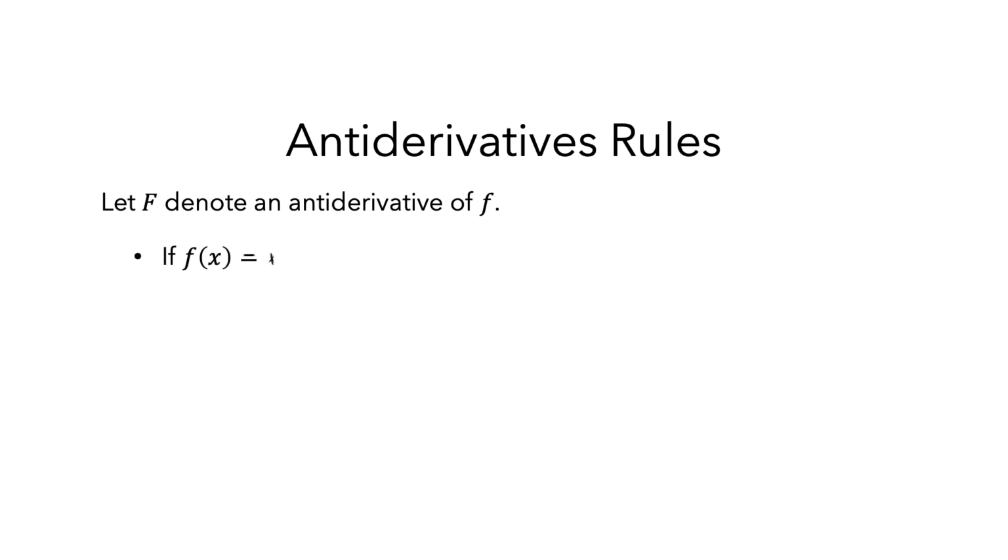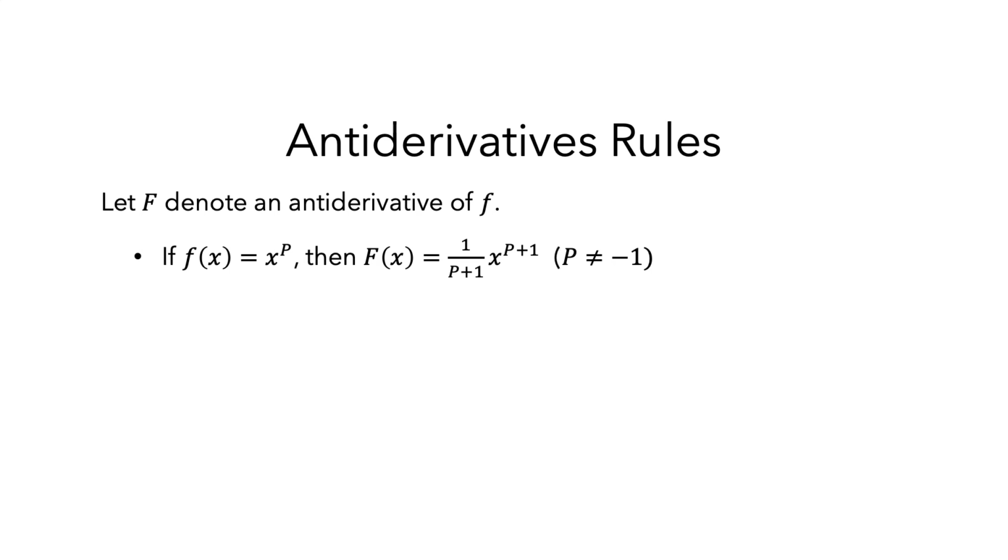First, if we have a function of the form x to some power p, an antiderivative is given by 1 over p plus 1 times x to the p plus 1. Note, though, this only makes sense if we are not dividing by 0. So the denominator, p plus 1, cannot equal 0, or equivalently, p cannot equal -1. This is often called the power rule for antiderivatives.